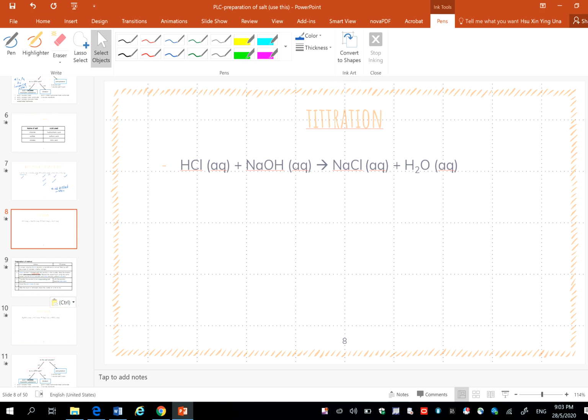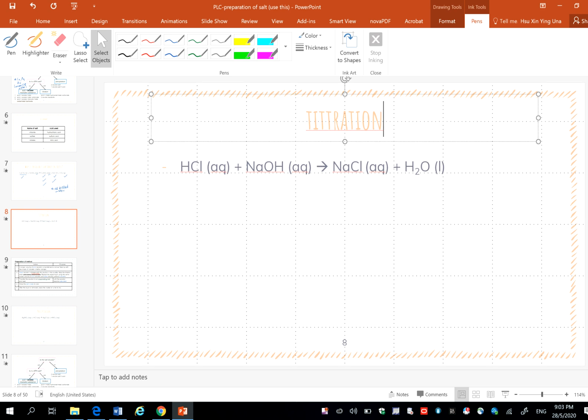If you pay attention to the state symbols over here, you will realize that everything is actually soluble and it will dissolve inside. So it is actually very difficult to separate the reactants, and also to obtain my pure sodium chloride in this case. The only way is to make sure that I use the exact amount of HCl to react with the exact amount of NaOH so that I only get my salt and water left.